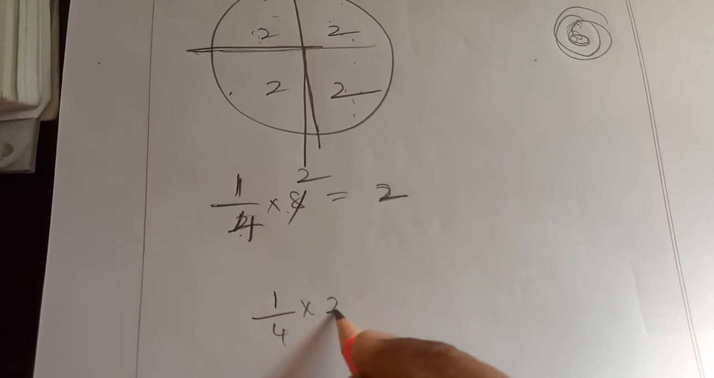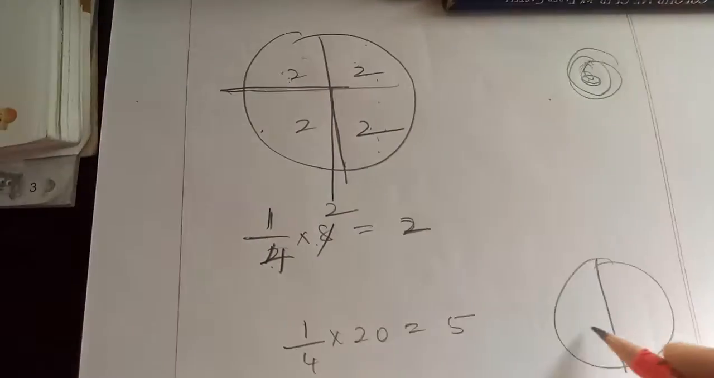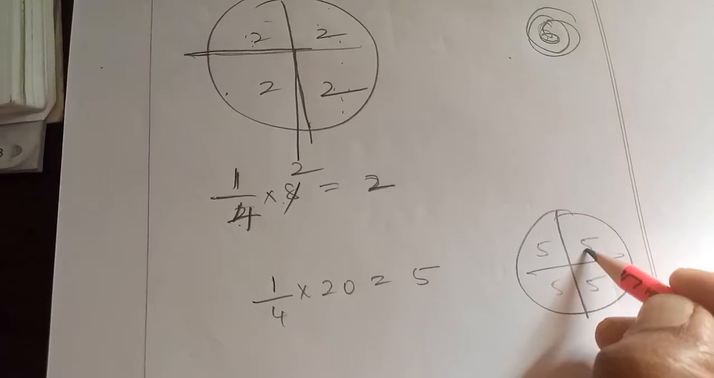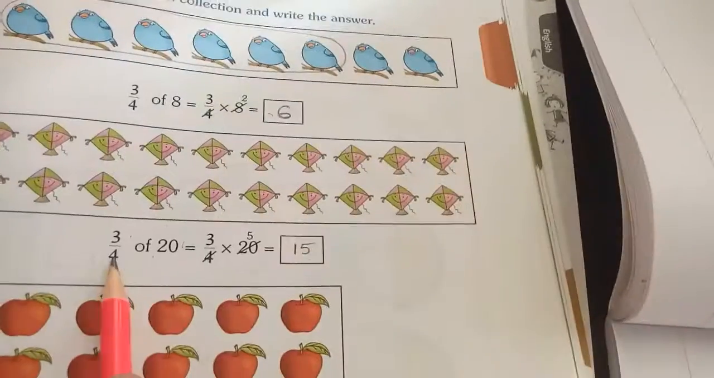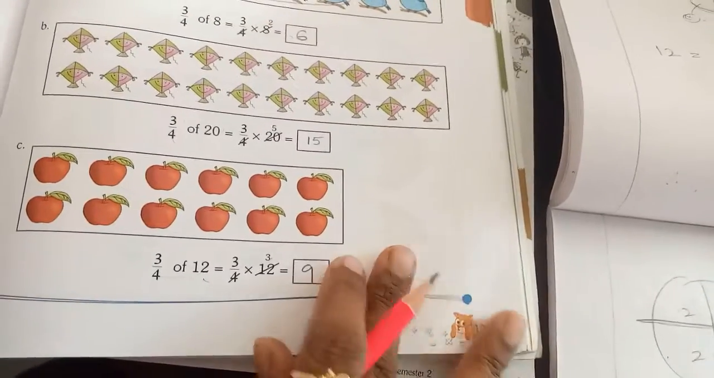1 by 4 into 20 means 4 fives are 20. If you write 5, 5, 1 by 4 means 5. 5 plus 5 is 10, 10 plus 5 is 15. So 3 by 4th means 15. Yes, in the same way you can check this also.